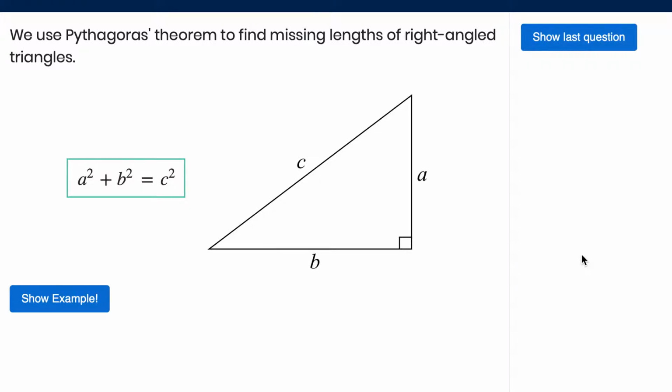In this video, we'll introduce Pythagoras' theorem and use it to find the longest side of right-angled triangles. Now, the longest side of a right-angled triangle has a special name. It's called the hypotenuse. Pythagoras' theorem is a squared plus b squared equals c squared, where c is the hypotenuse and a and b are the other two sides.